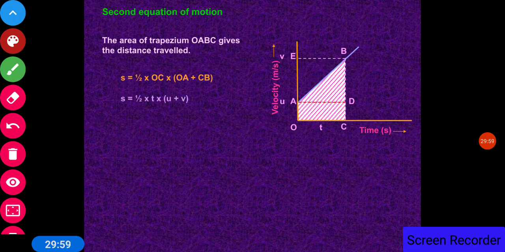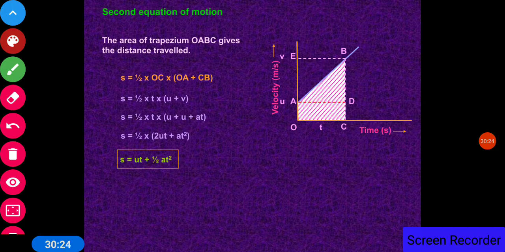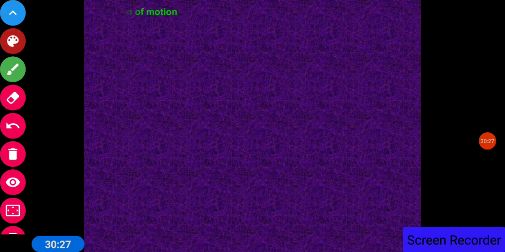Let us put the value. OC is time t, OA is equal to u, and CB is equal to v. So half t into u plus v. In place of v, we can write u plus at from the first equation. So the equation reduces to this. Now rearranging this, we get s is equal to half into 2ut plus at square, or we can say that s is equal to ut plus half at square, which is your second equation of motion.